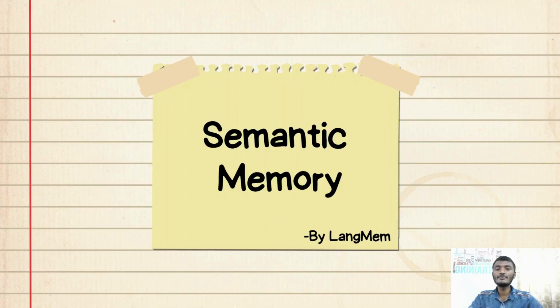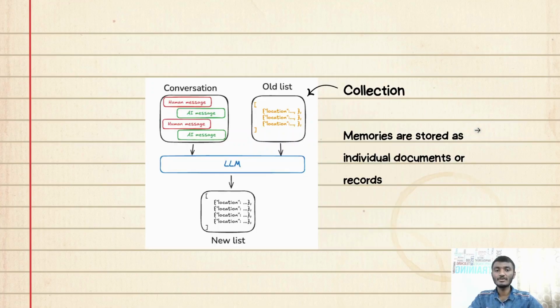In this video, I will focus on semantic memory, which is used to store facts and knowledge about the user. There are two ways to store semantic memory. First is collection and second is profile. In collection, memories are stored in the form of individual records or documents. Memories like user's name is John or user likes apples. These two memories can be stored in a single collection or into different collections.